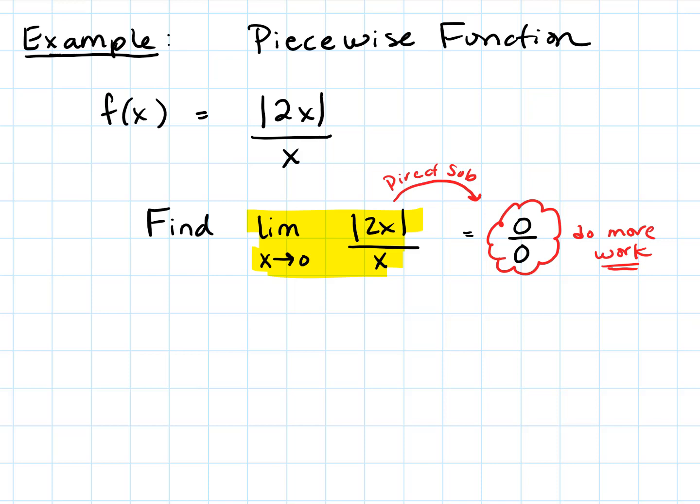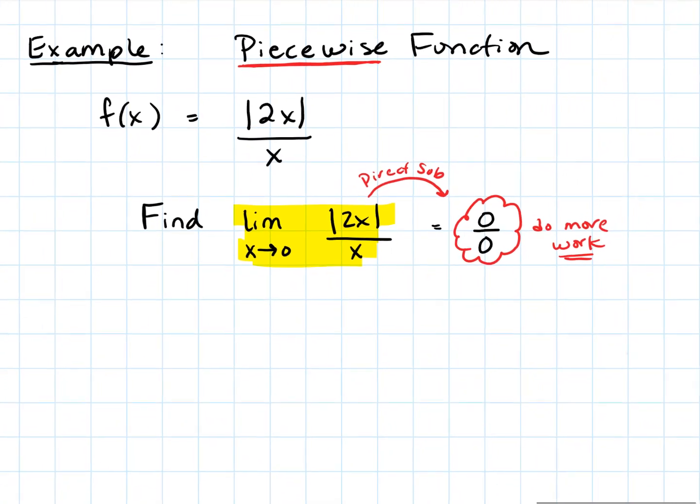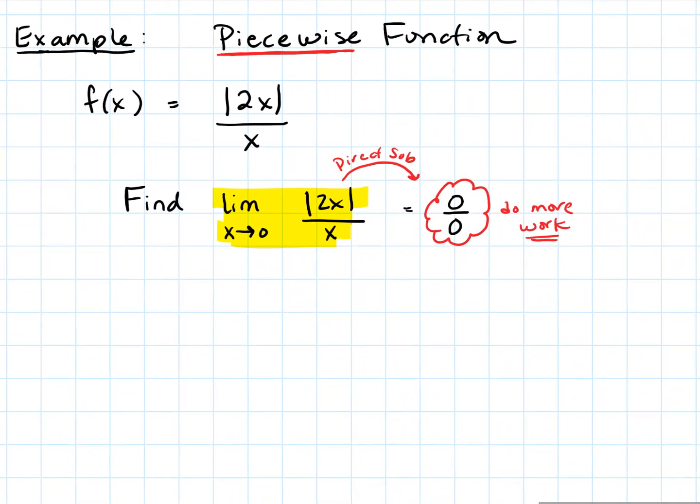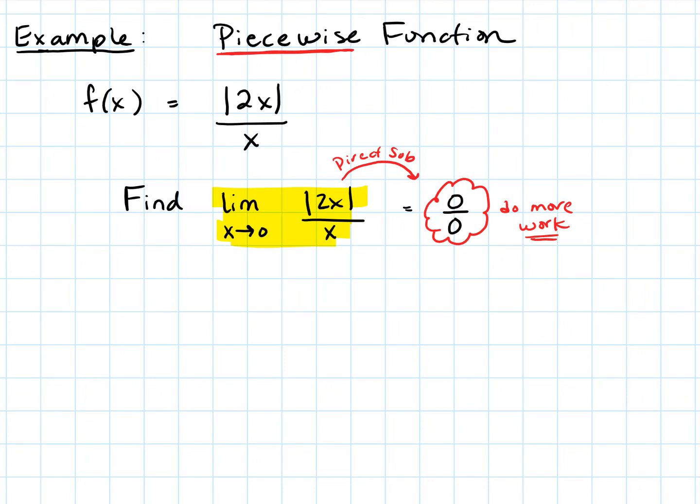Okay, so let's go ahead and talk about how I could actually write this function as a piecewise function. I mentioned when we first started this example that this is in fact a piecewise function, but it's not written in its pieces yet. It's written in its absolute value. So how would we write it as its pieces across a broken domain?